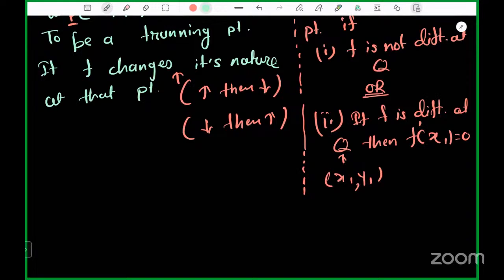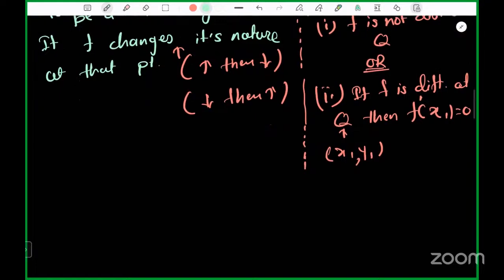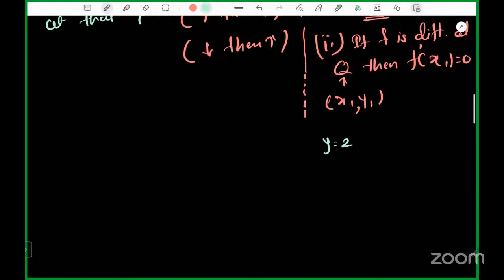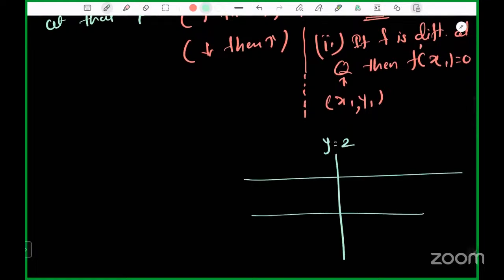y equals 2 is a straight line. It is differentiable everywhere. If you are saying y equals 2, then it's nothing but a straight line, right? So it is differentiable everywhere. Its derivative is equal to 0 everywhere. Slope is zero. So the slope is 0, right? Can you give an example where we cannot find a derivative?